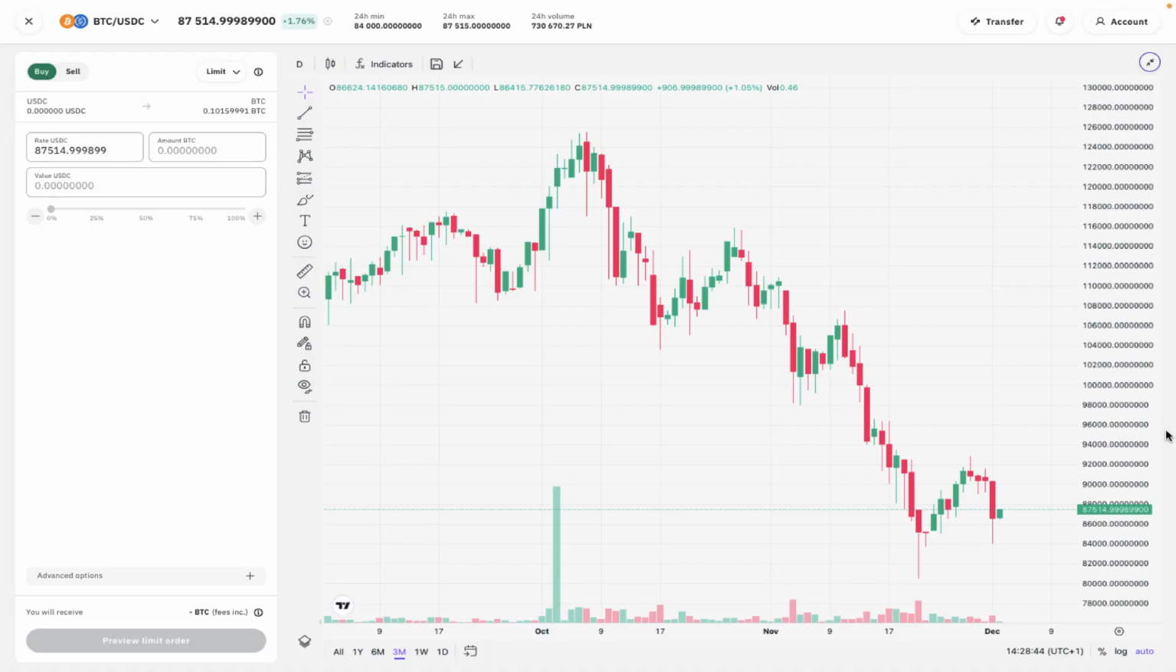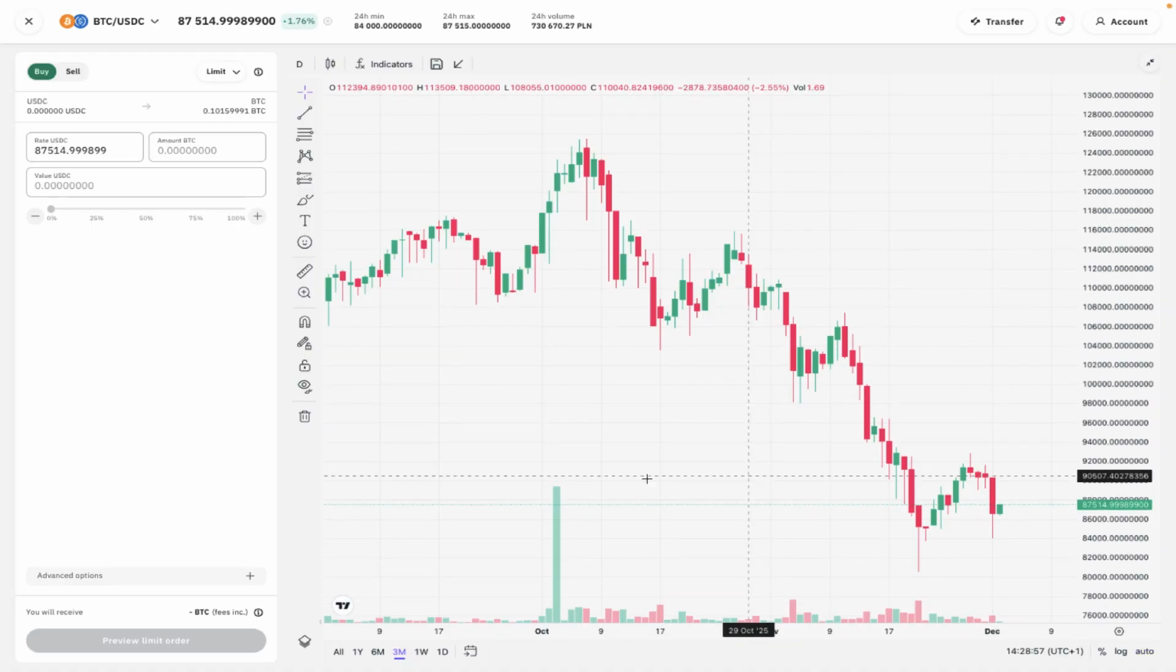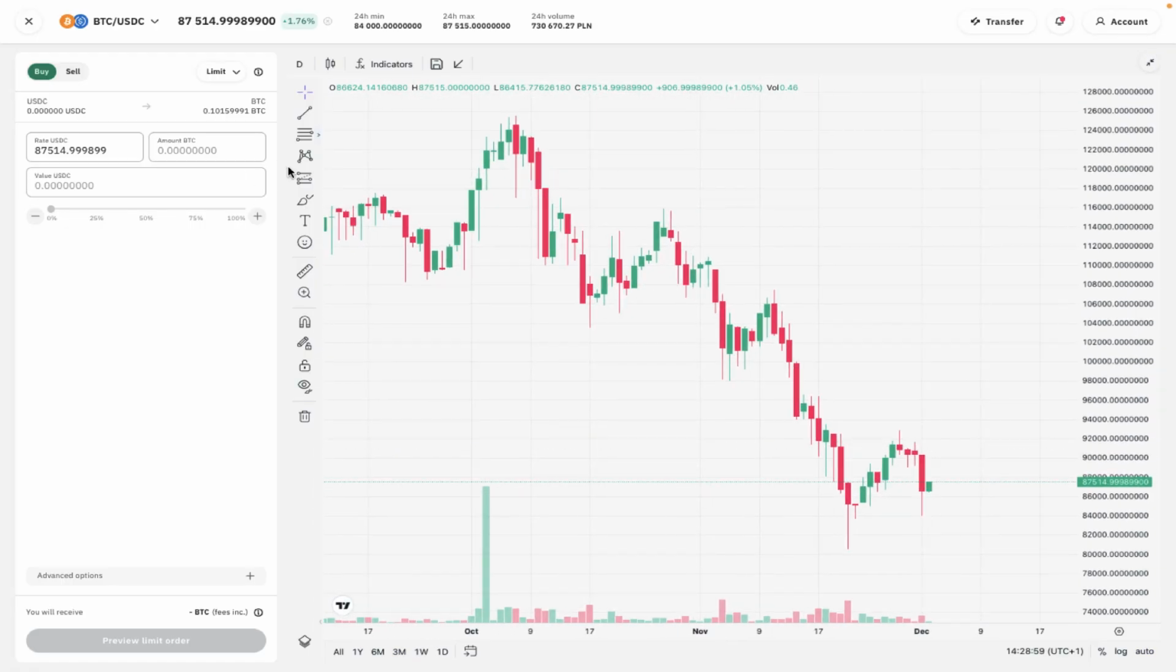Today is Tuesday, December 2nd, 2025. We are looking at the Bitcoin on Zondacrypto. This is the Bitcoin to USDC daily time frame chart with Japanese candlesticks. So what's happened just recently on our swing? What is our swing? Let me just show you guys.